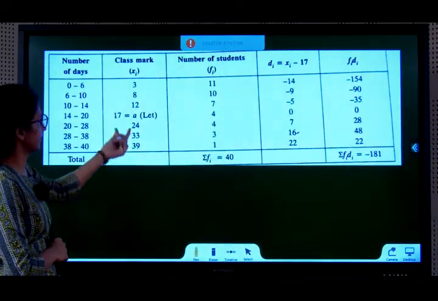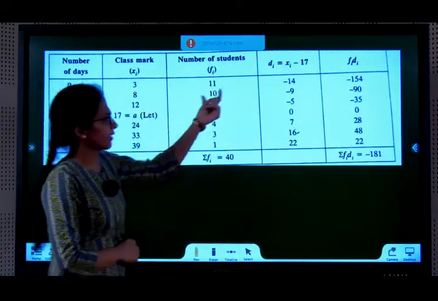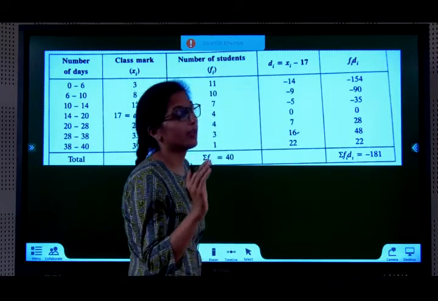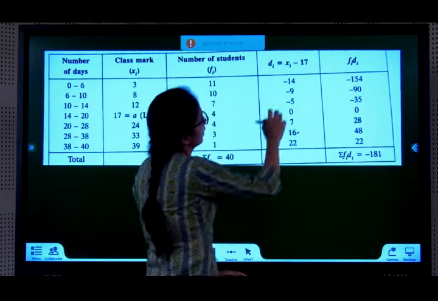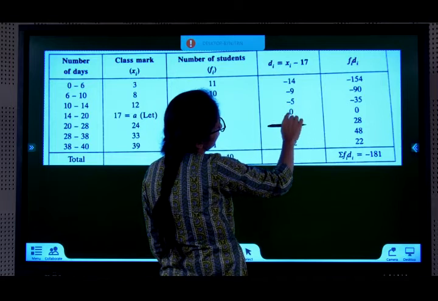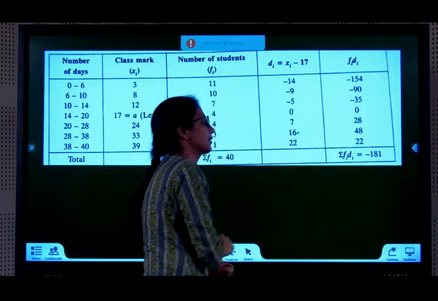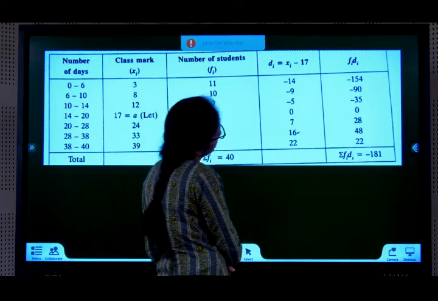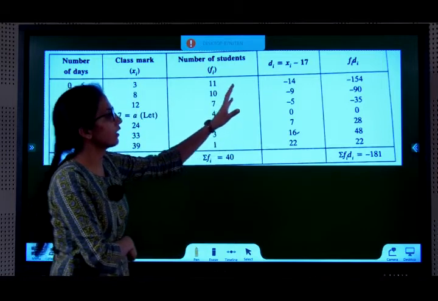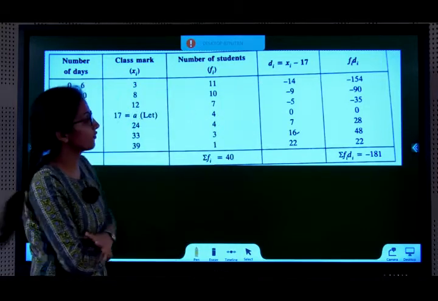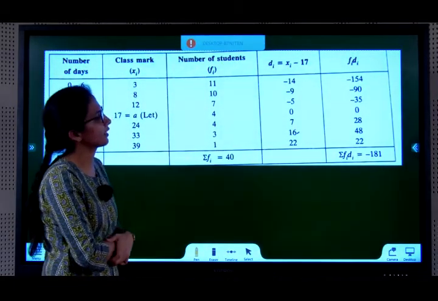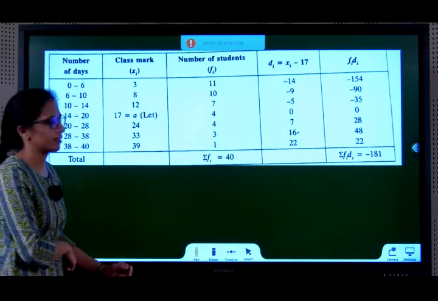After you find xi, here we chose a to be 17. Now when you do di equals xi minus 17, you will get this. Please observe the di's don't have a common factor. 14 to 9 is plus 5, 9 to 4 is plus 4, 5 to 0 is plus 5, 0 to 7 is plus 7, 7 to 16 is plus 9, 16 to 22 is plus 6. You can see it does not have a common factor, which is why in standard deviation we said the di should have a common factor. So you better use assumed mean method over here.